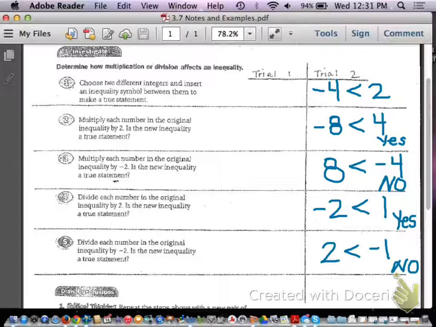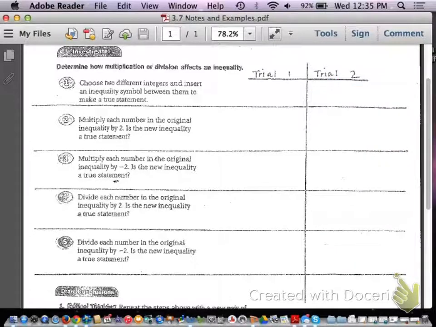So you should easily see the pattern here: in steps 2 and 4, when either multiplying by a +2 or dividing by a +2, the resulting inequality is true. When I multiply or divide by a negative number, or in this case a -2, the resulting inequality is not true. I had to answer no. Multiplying and dividing by a positive number results in a true inequality. Multiplying and dividing by a negative number results in a false inequality.